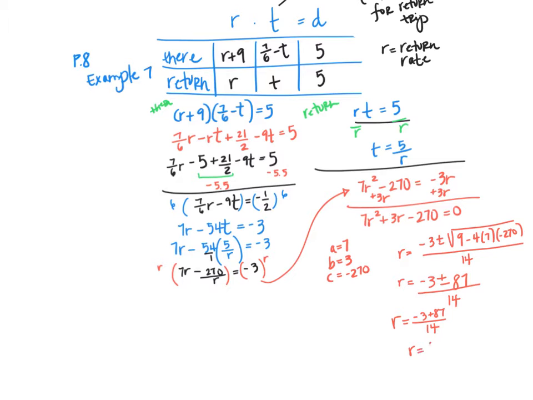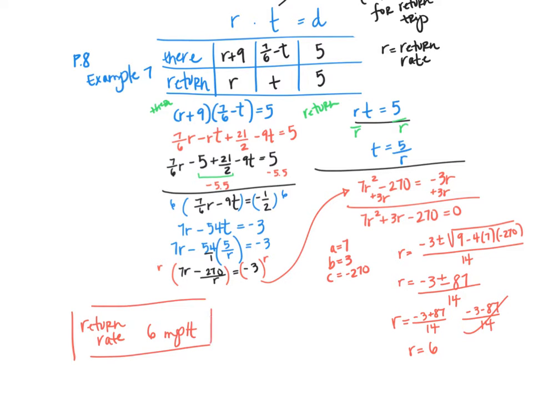R equals 6. Well, then I notice the other rate is actually going to be a negative. You can't have a negative rate, so that's unreasonable. So I now know that the return rate is 6. And just to double check, it was miles per hour. And that's what I was supposed to be answering. Now, I could have asked you the time, and now you could just plug in, usually to the easiest equation, R times T equals 5, to calculate the time for each.